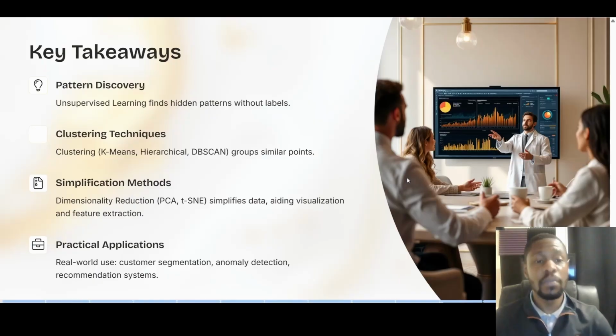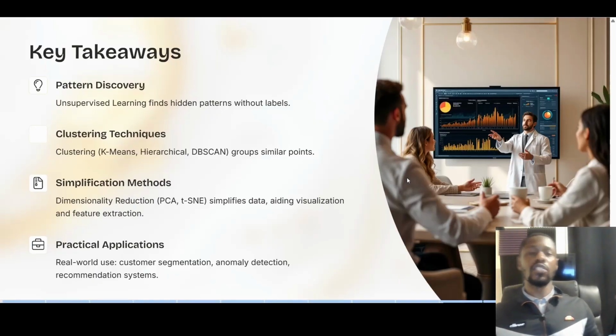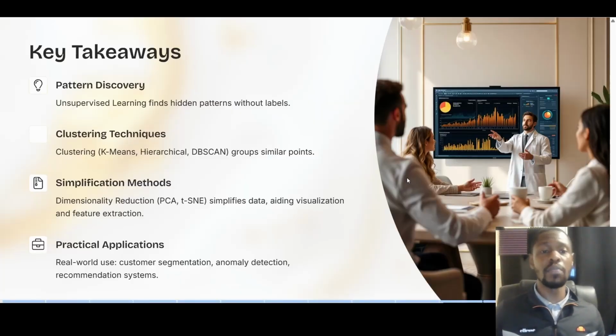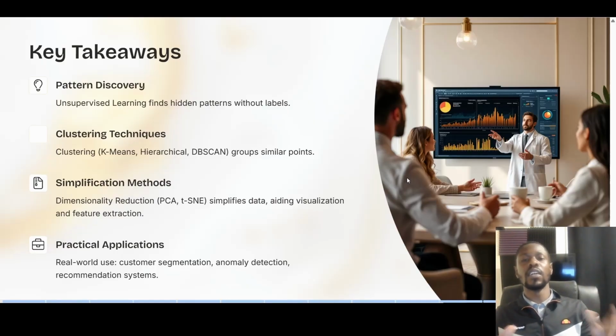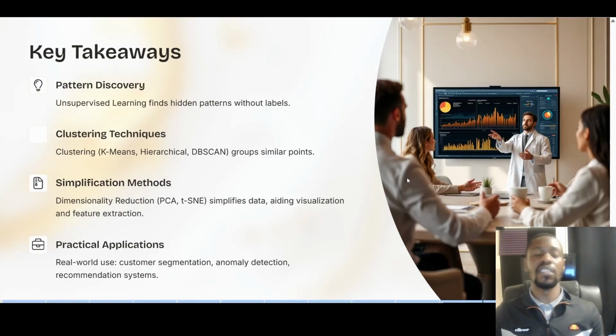So key takeaways from today's session. So of course we looked at pattern discovery. Unsupervised learning is finding hidden patterns without the labels. We looked at different clustering techniques such as k-means, hierarchical, density-based scan, and how they group similar points together. And we looked at the simplification methods, otherwise known as dimensionality reduction, such as PCA, t-SNE, and UMAP, and how they simplify the data, aiding better visualization and feature extraction. And we looked at some real-world use cases such as customer segmentation, anomaly detection, and recommendation systems.